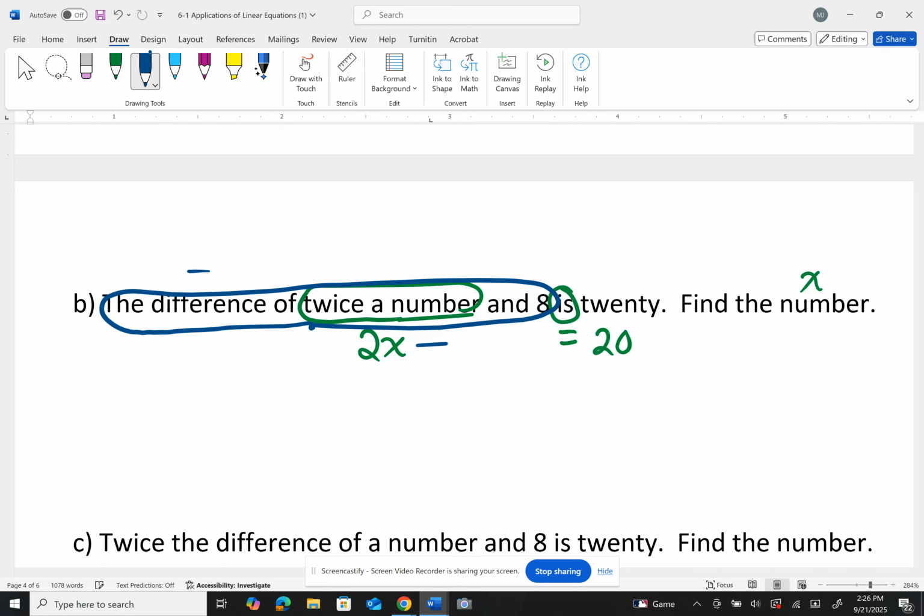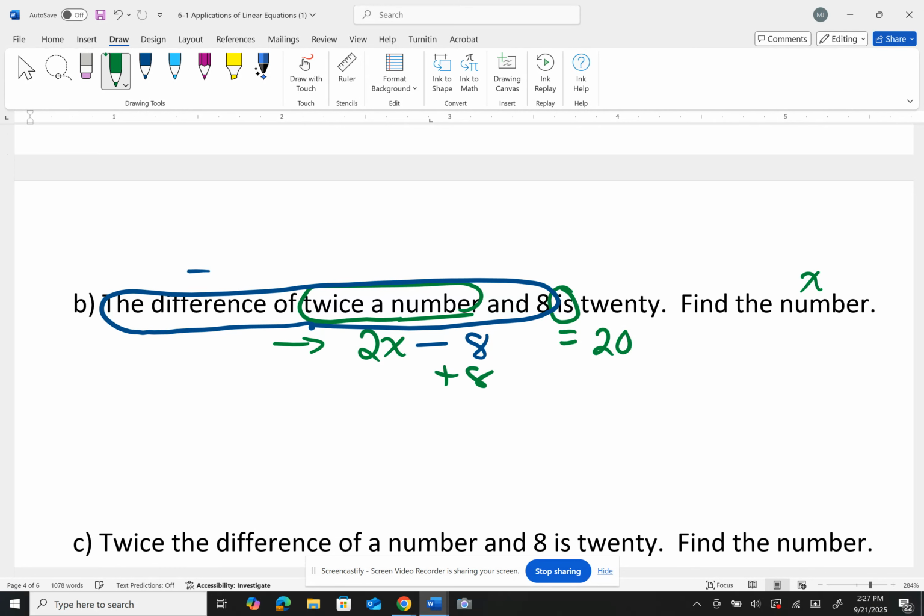So I'm going to need the difference of twice the number, which was 2x, and 8. So I'm going to need 2x minus 8 to equal 20. Okay. Now watch it. The problems sometimes in homework might have you translate, so an answer might be 2x minus 8 equals 20, and then they'll ask you to go on and solve, or maybe they just want you to go ahead and solve. But on paper, you should be writing the equation like we did.